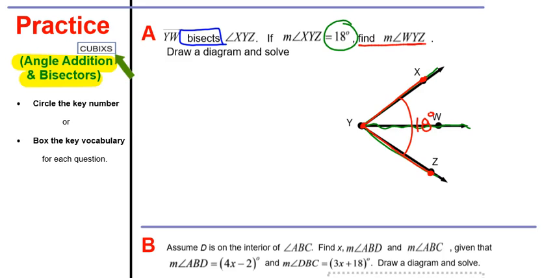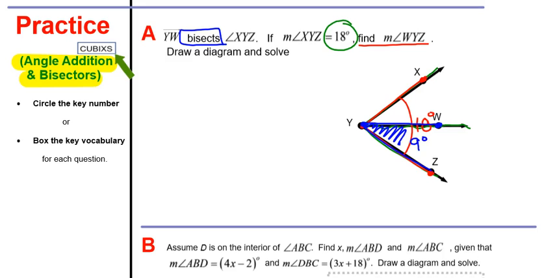The question asks us to find WYZ. If I trace that out, W to Y to Z is only the bottom part of that. If the whole angle is 18, how big does the bottom angle have to be?